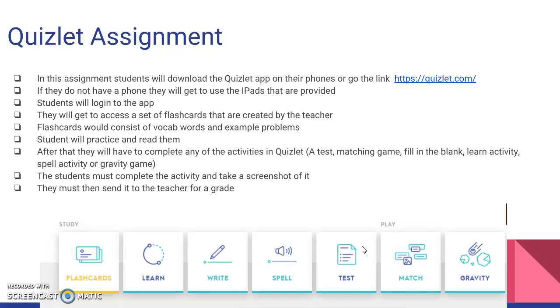Quizlet could generate a test by the vocab words and examples. The match activity, match the definitions to the vocab, and a gravity game. Students must complete the activity and take a screenshot of it. They must then send it to the teacher for a grade.